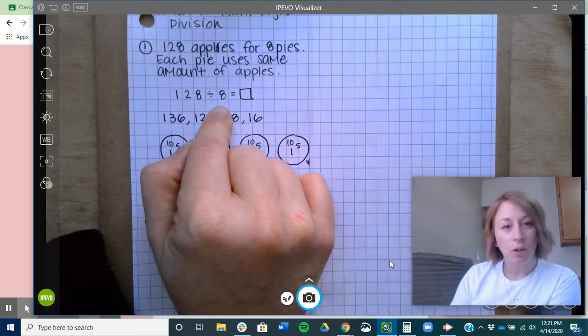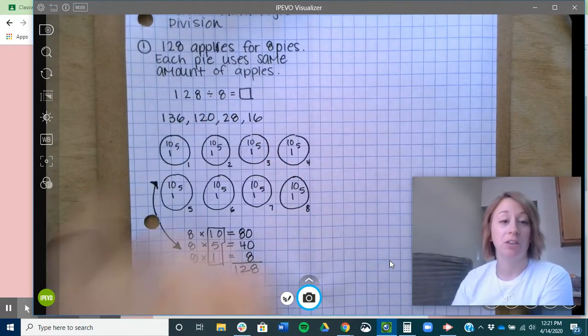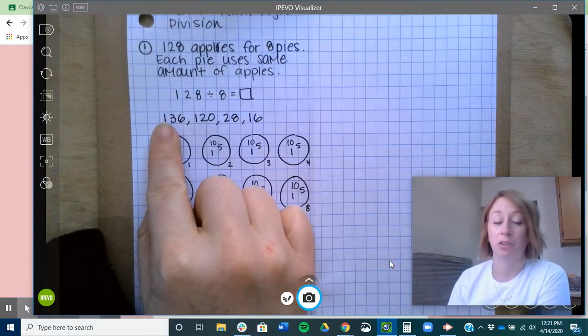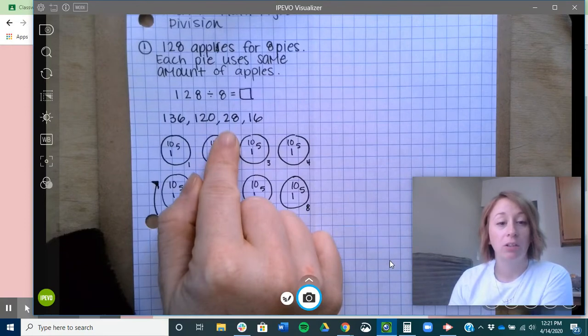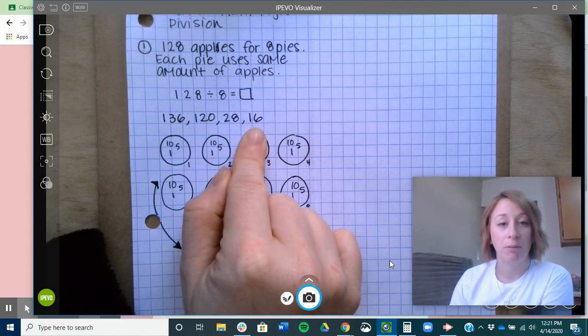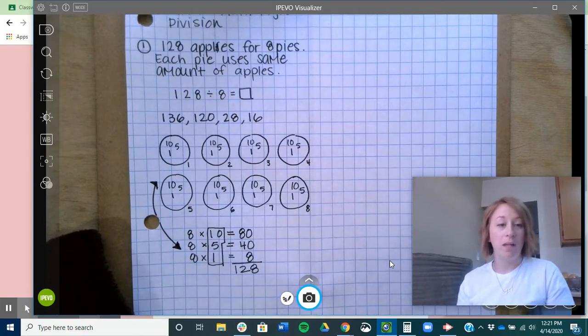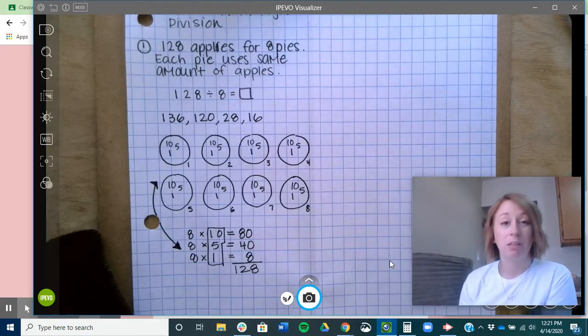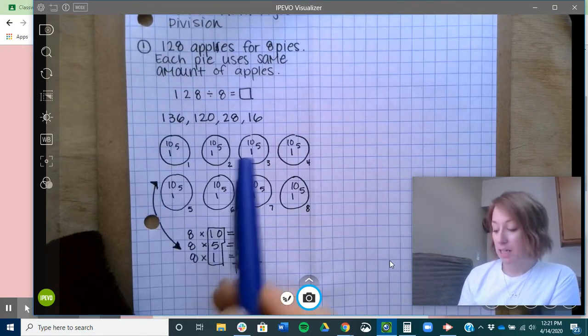I noticed that the question also gave me a series of answer choices. So I also wrote down each of those answer choices. 136, 120, 28, and 16. Now before we get started on the story problem, I can actually eliminate some really silly answer choices. The first one that I thought about eliminating is 120.